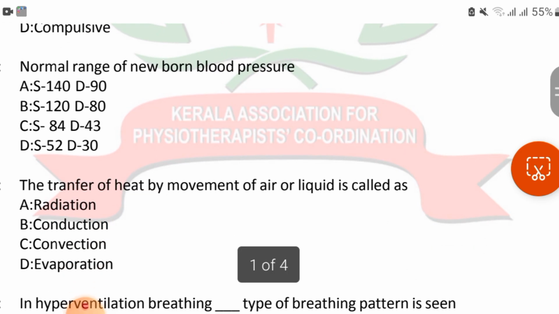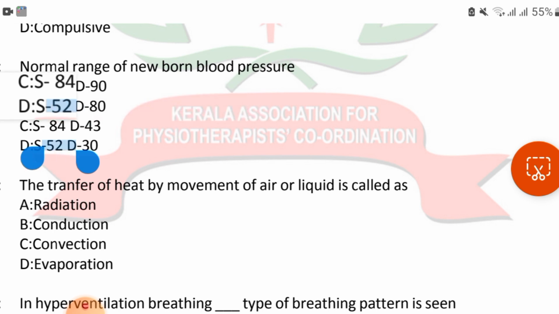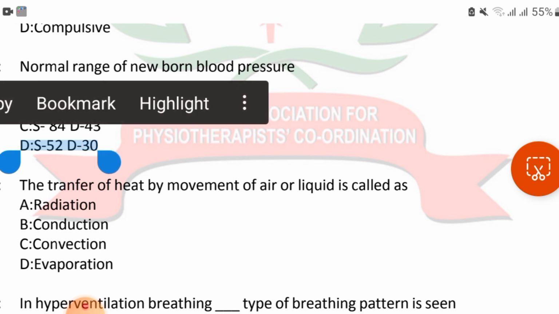So the correct option for this is that the normal range of newborn blood pressure is basically systolic 52 and diastolic 30.